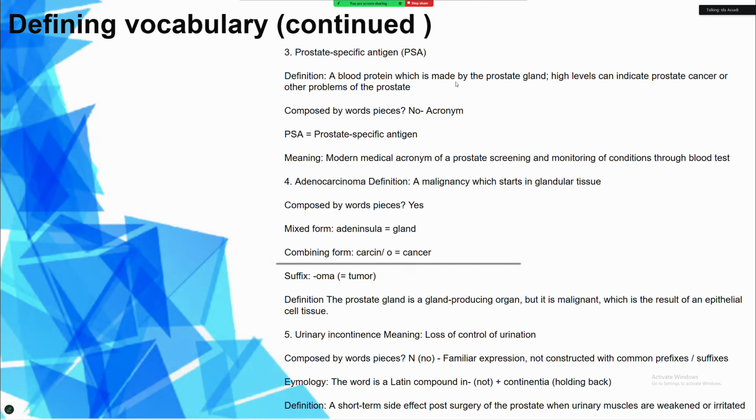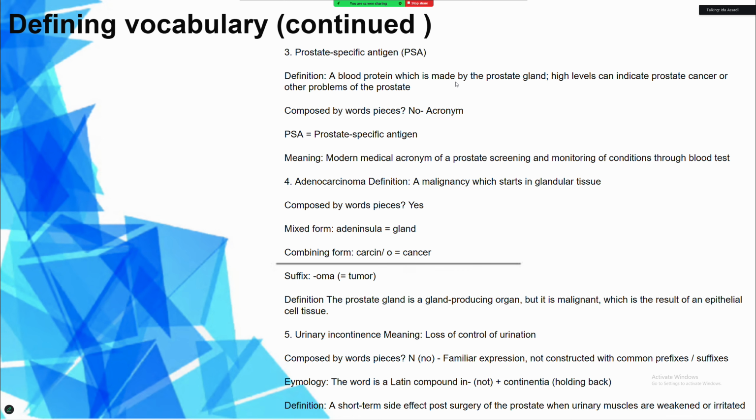Number three is PSA, the prostate-specific antigen. This term is not built from typical medical word parts. It's an acronym. PSA stands for prostate-specific antigen, a blood protein made by the prostate. High levels of PSA might indicate prostate cancer or other prostate-related issues. It's often used as a diagnostic and monitoring tool.